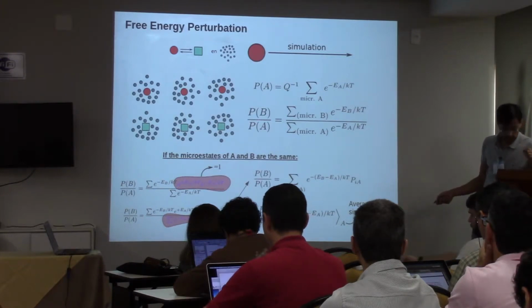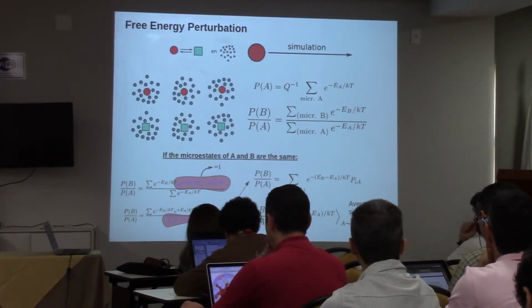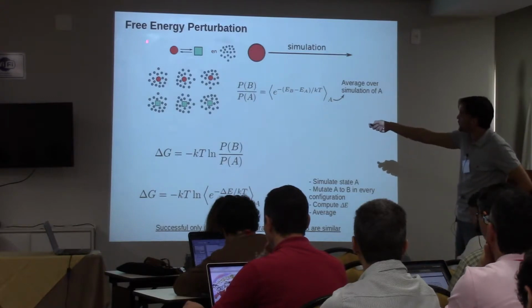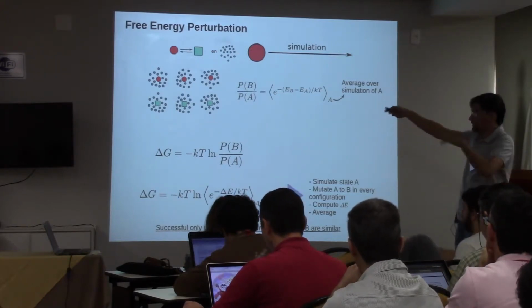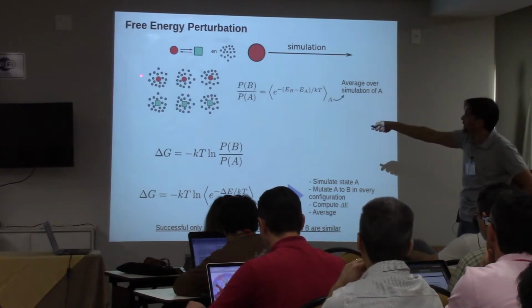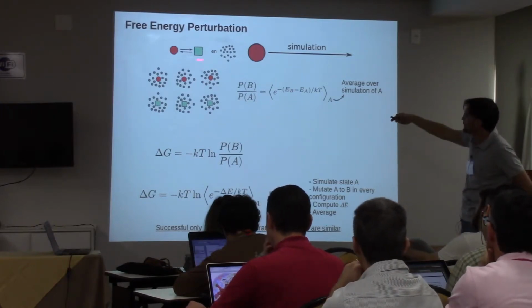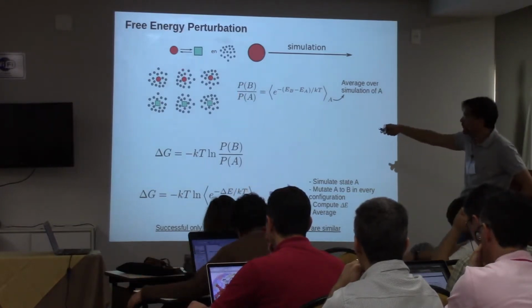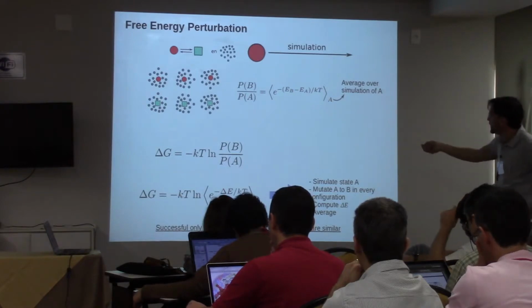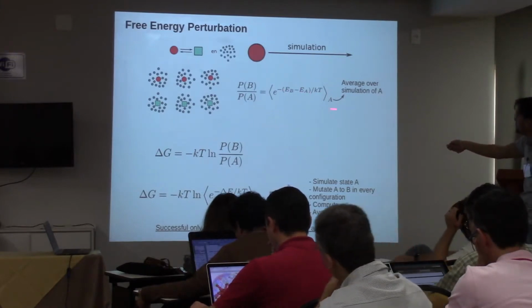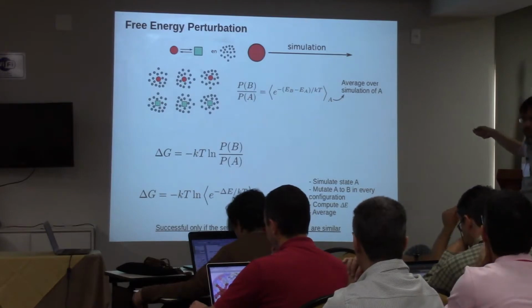Okay? I think with examples this becomes even clearer. So what we have done, we are thinking about studying this transformation. This transformation occurs in a particular environment. We do a simulation of the initial state in this particular environment. Then we have a set of configurations of the initial state in this particular environment. We perform our transformation in the same set of configurations, and we compute the average change in the exponential difference of the energies in the set of configurations.